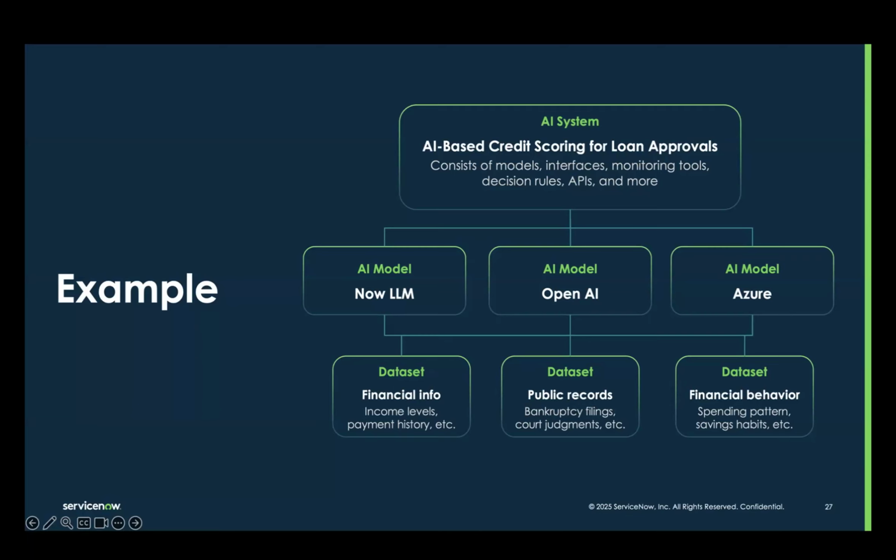So for this use case, models need to be trained with financial information, public records, and financial behaviors so that the AI can make the right level of decisions and perform the activity that it's intended for. So this is kind of an example of how an AI system, model, and data sets come together in a simple Gen AI use case.